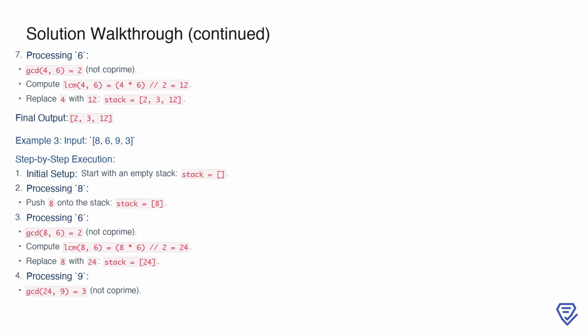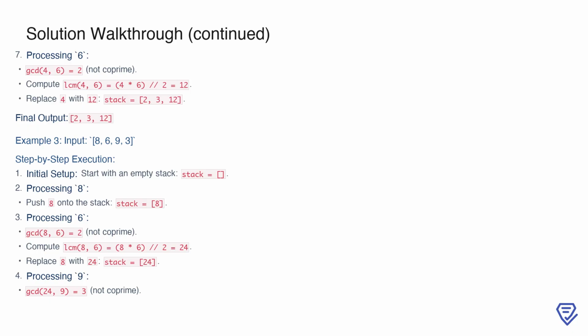Moving on to the third example, the input array is 8, 6, 9, 3. We start with an empty stack and process the first number, 8, by pushing it onto the stack, resulting in 8. Then we process 6. The GCD of 8 and 6 is 2, so they are not coprime. We calculate their LCM as 8 * 6 // 2 equals 24, and replace 8 in the stack with 24. The stack becomes 24. Next, we process 9.